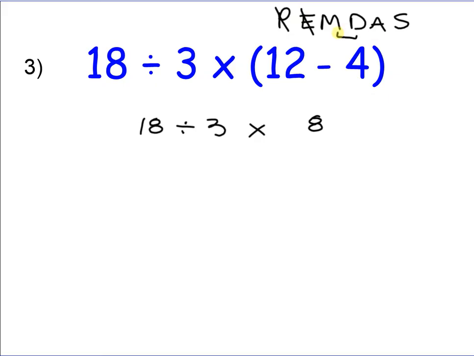I do have some multiplication and division, so I'm going to do it from left to right. 18 divided by 3 is 6. Bring down the rest of the problem. And I have more multiplication. 6 times 8 is 48. And I am done.